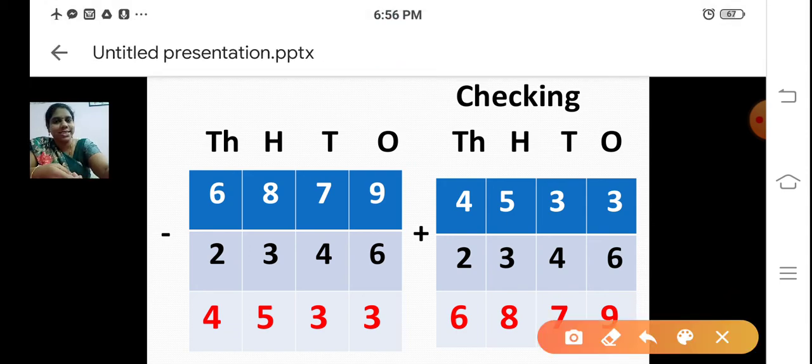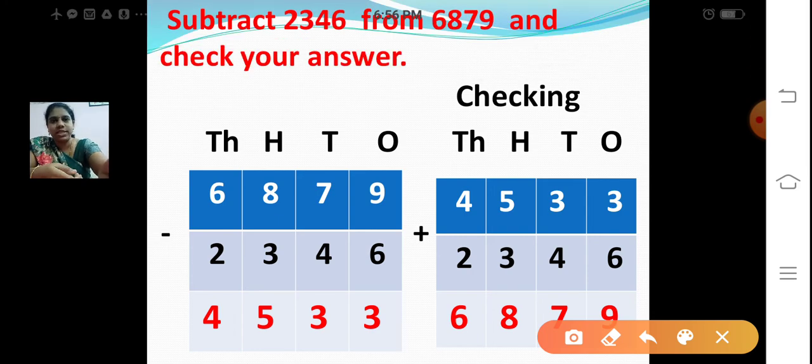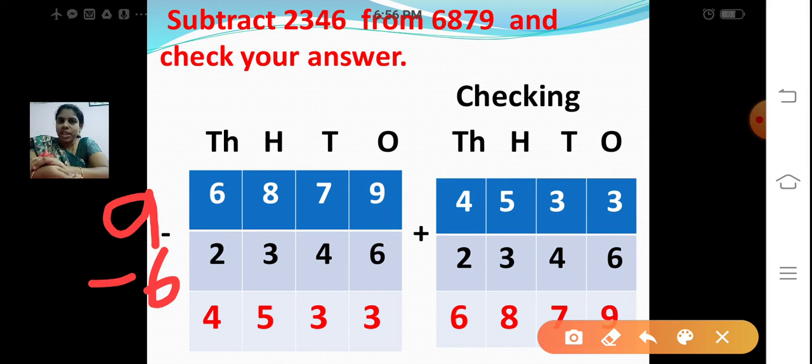9 minus 6. 9 ones minus 6 ones. Now tell me the answer. Start from number 6. Count forward till you reach 9. After 6, 7, 8, 9. So 3 ones. 9 ones minus 6 ones is 3 ones.